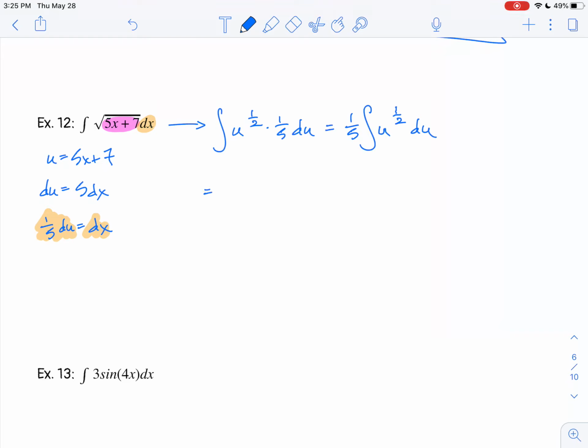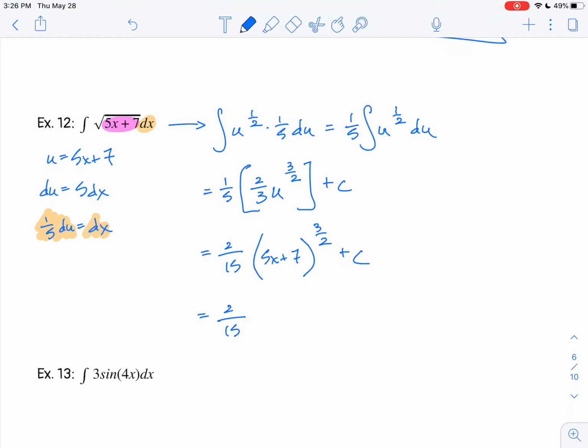And now we can use our power rule. So 1/5 times u to the 3/2, and the reciprocal of that is 2/3, plus c. This is going to give me 2/15, and I'm going to put the u back in, 5x plus 7 to the 3/2 plus c. Or again, we could write this as 2/15 the square root of 5x plus 7 cubed plus c.